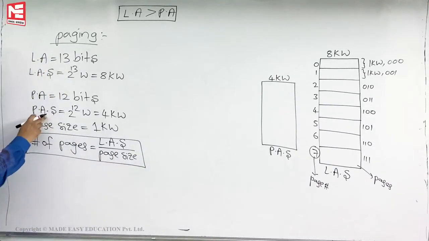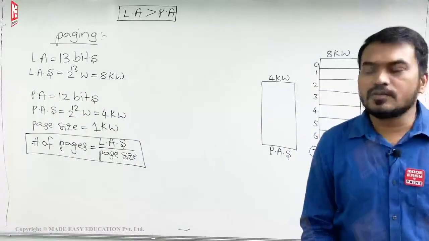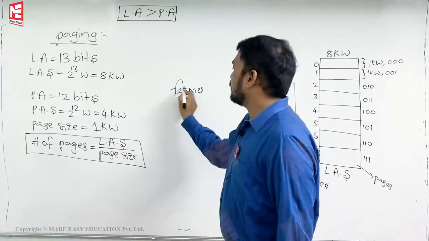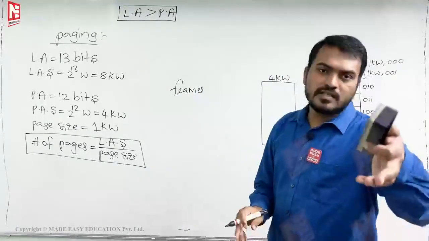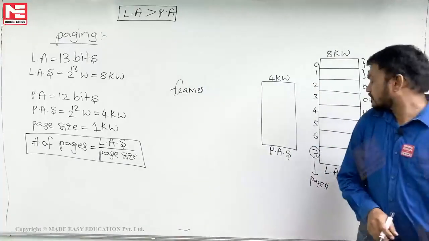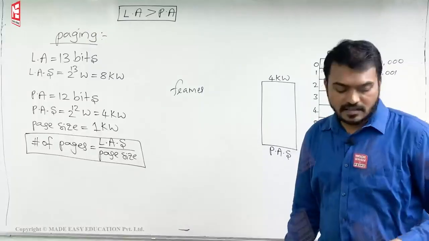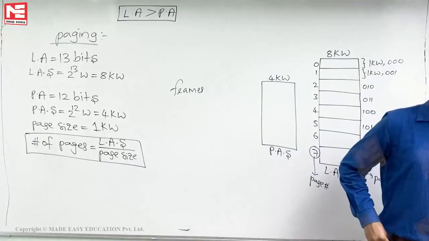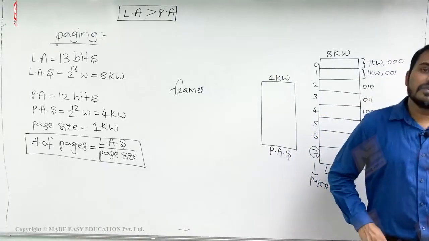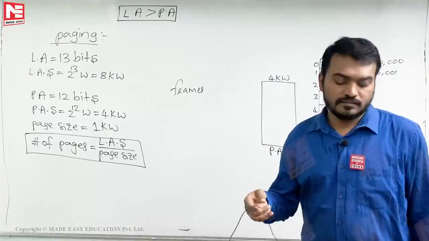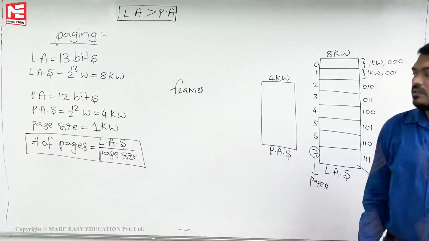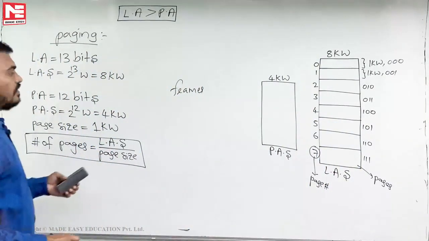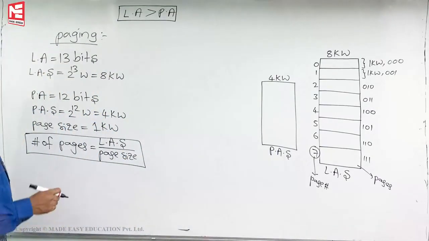Listen carefully. Physical address space is divided into equal size frames. Understand? Note down the next point. Physical address space, PAS, is divided into equal size frames. Is that clear? So understand here, PAS is divided into equal size frames.